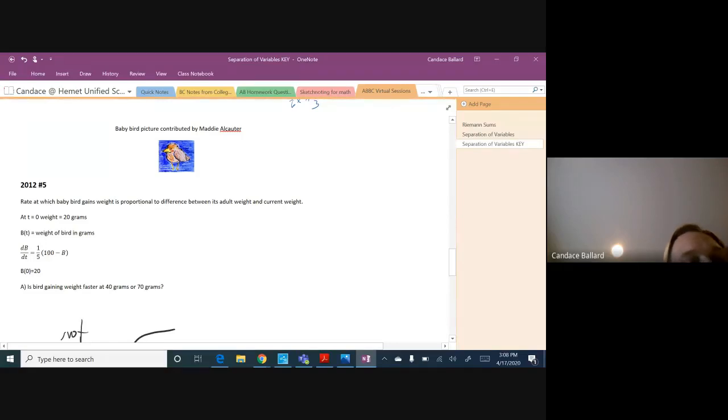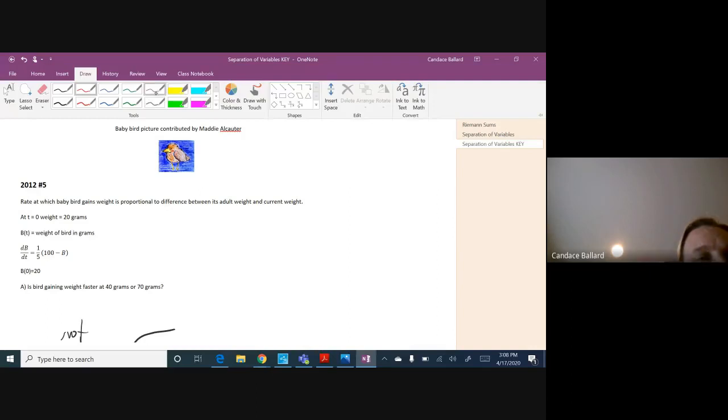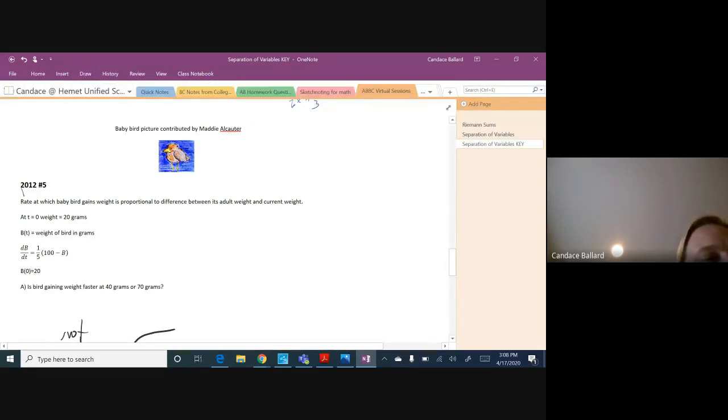So we're reading the baby bird problem. So we've got the rate. Remember when we see that word rate? The rate is a derivative. So automatically we know we need a derivative somewhere. The rate at which the baby bird gains weight is proportional to the difference between its adult weight and its current weight. At time t equals 0, the bird is first weighed, its weight is 20 grams. So that right there was the initial condition.